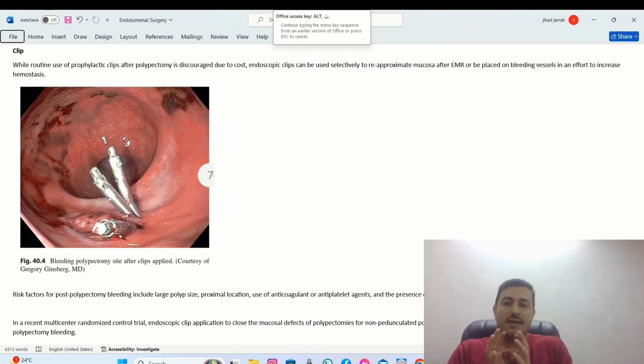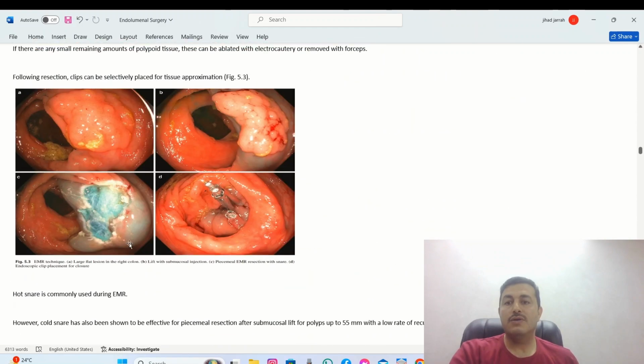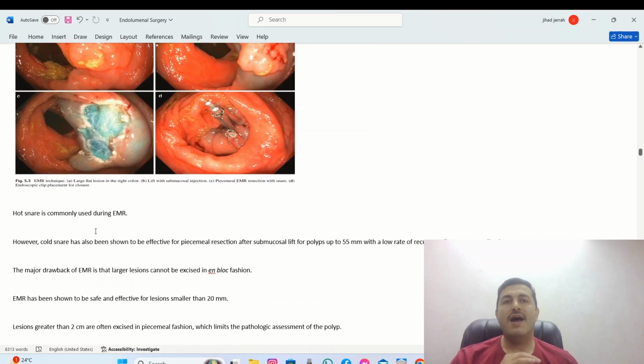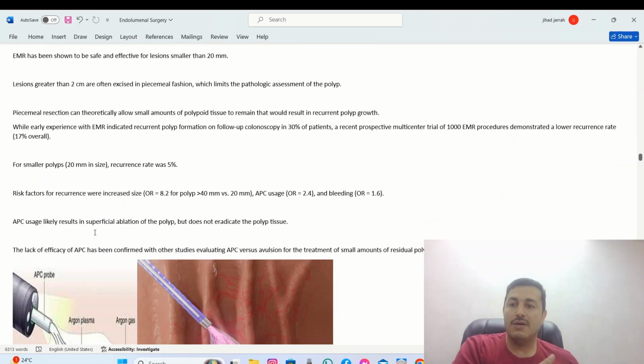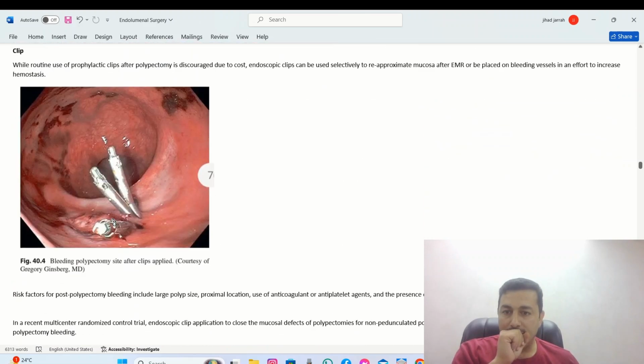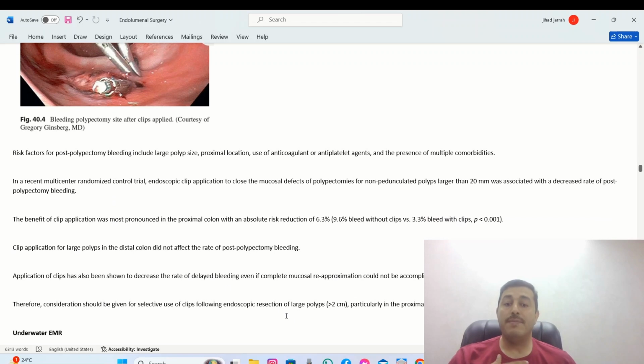The purpose behind the clip in endoscopic mucosal resection is to close this huge defect and to prevent bleeding. We have two main clear indications. Either the defect is larger than 2 centimeters, and the location is in the proximal colon. As you see here, the polyp is larger than 2 centimeters and in the proximal colon, for example, in the ascending colon.